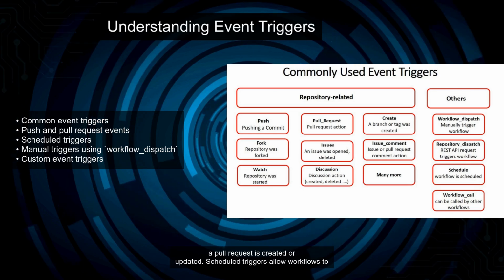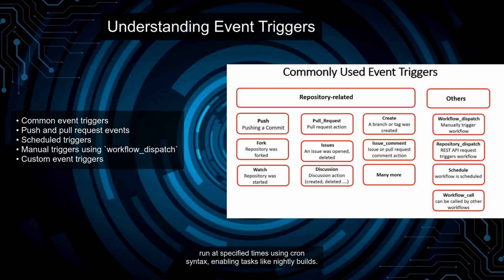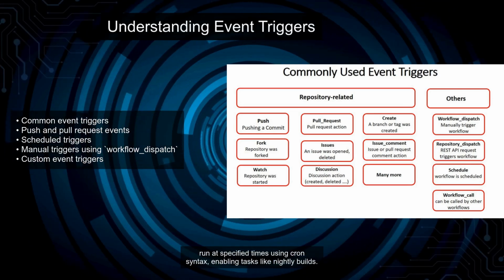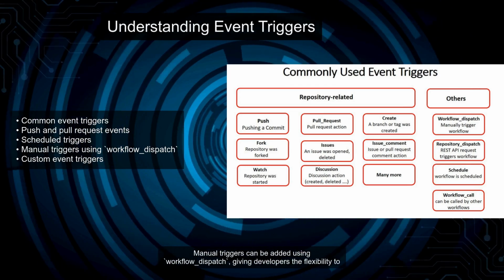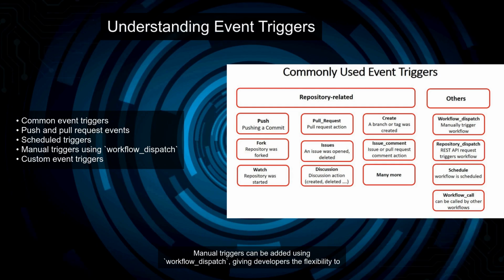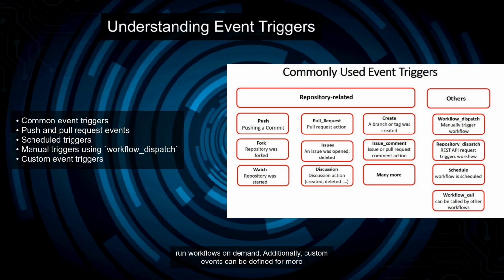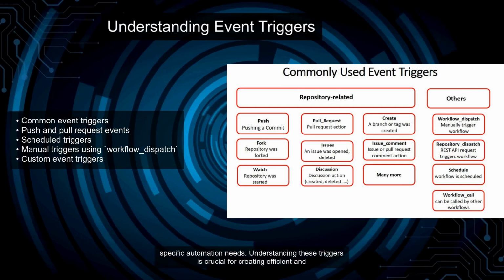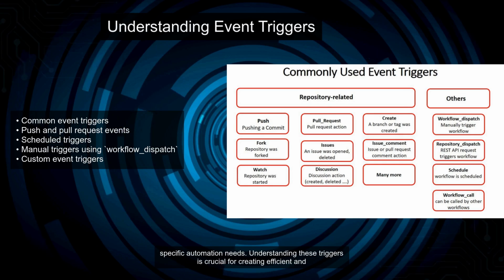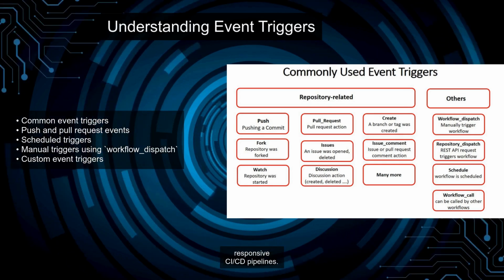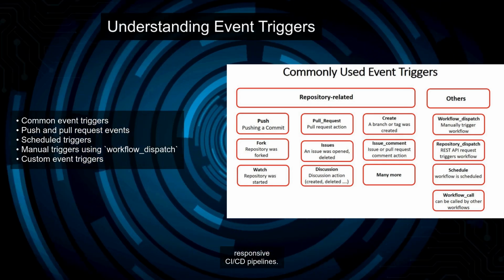Scheduled triggers allow workflows to run at specified times using cron syntax, enabling tasks like nightly builds. Manual triggers can be added using workflow_dispatch, giving developers the flexibility to run workflows on demand. Additionally, custom events can be defined for more specific automation needs. Understanding these triggers is crucial for creating efficient and responsive CI/CD pipelines.